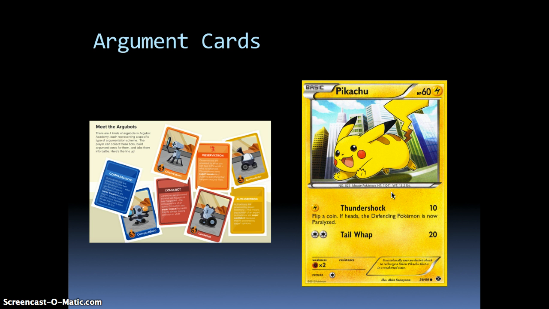Argument cards, just some screenshots here, so there's not just text, of course. Here you can see an example. Pikachu here on the right is from Pokemon, and the argument cards are on the left. The ArgueBots mimic the same mechanic as trading card games, where you're matching evidence to claims. In Pokemon, it would be the amount of points or the tail whap that is matched to the Pokemon. Similarly, the ArgueBot game has different types of robots, the Comparadroid or the Observatron, and you would match up evidence.